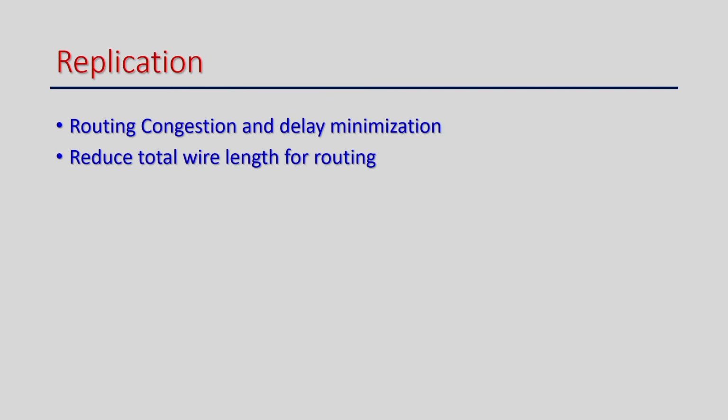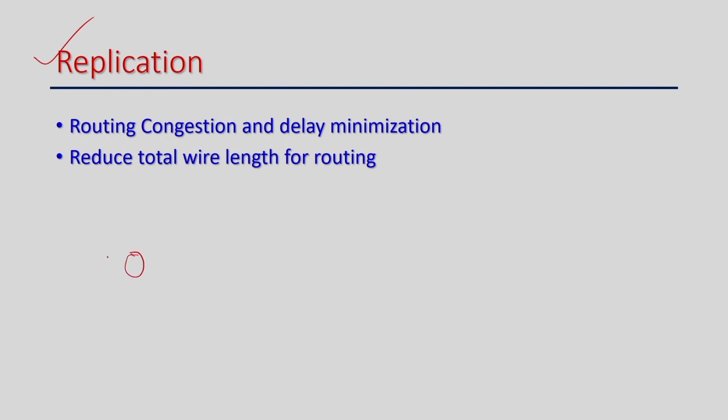So, another important optimization is called replication. It is very simple, but a very useful optimization. Okay. It is primarily used for reducing routing congestion and delay, right. So, combinational delay or routing delay rather. And it also helps in reducing the total wire length. Okay. So, let me try to give an example of what replication is.